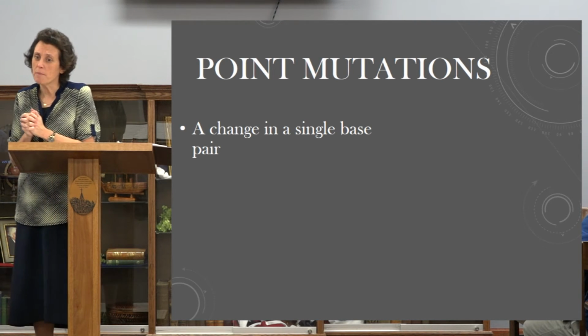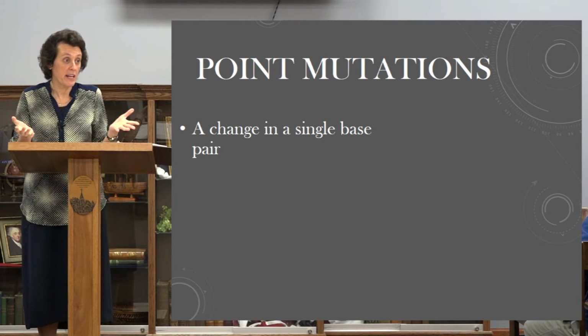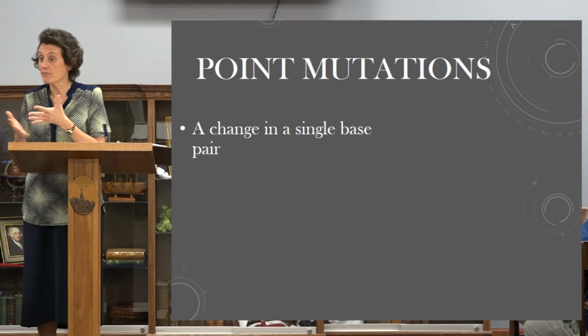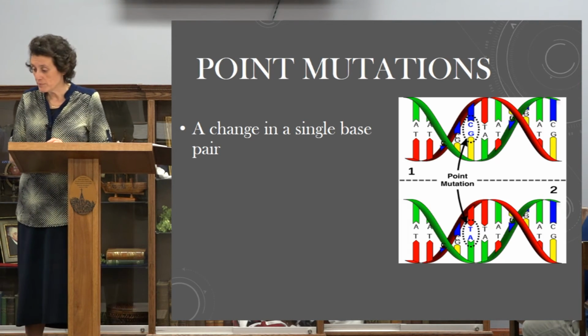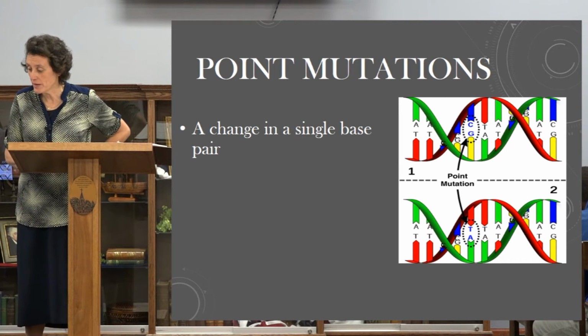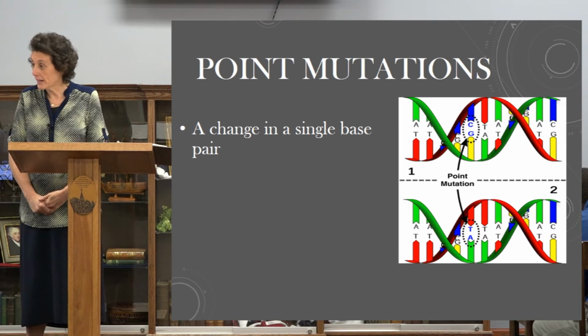Mutations are supposed to be the answer to evolution. So we need to know what a mutation is and different ways mutations occur. One way a mutation can occur is by a point mutation, a change in a single base pair. There's our DNA molecule. There's the base pairing.